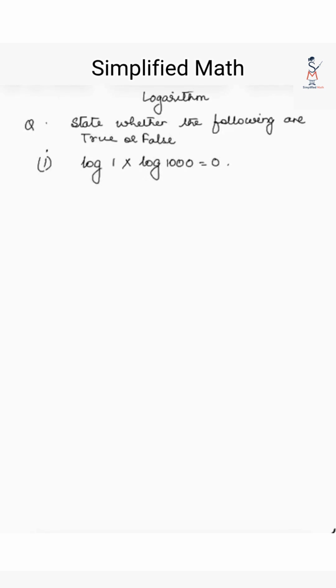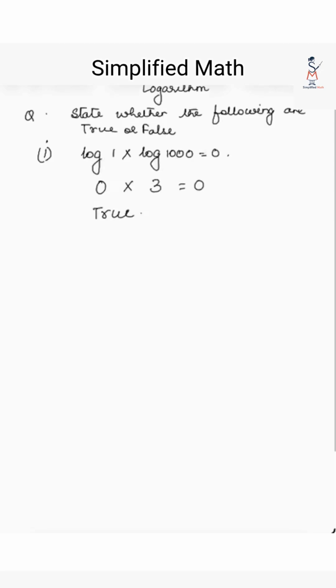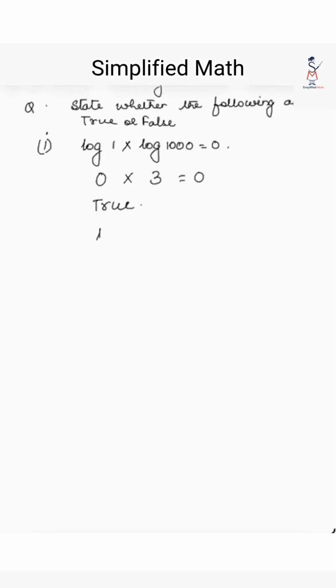State whether the following are true or false. Log 1 into log 1000 is 0. Now, what is the value of log 1? It is 0. And what is the value of log 1000? It's 3. So, 0 into 3 is 0. So, this is true.